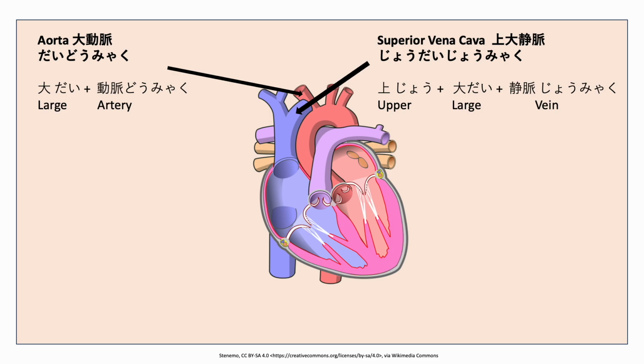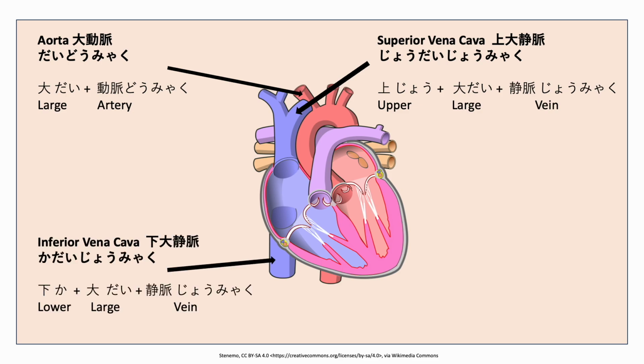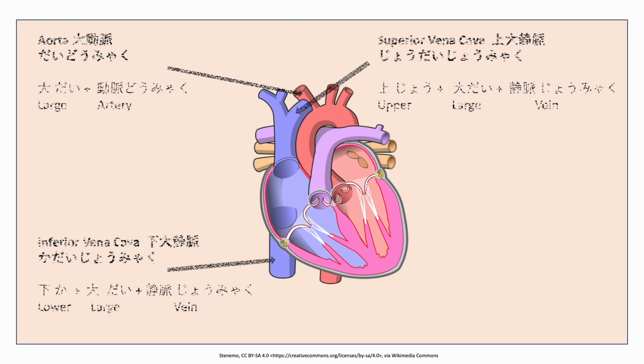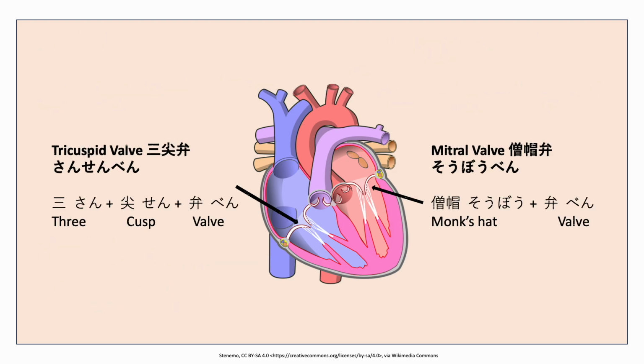The deoxygenated blood that returns to the heart from the lower parts of the body comes through the inferior vena cava, which is kadai jomyaku. Breaking it down, we first have ka for lower, followed by the kanji dai for large, then ending with the word jomyaku for vein, together making lower large vein or kadai jomyaku, which is the inferior vena cava. So remembering that the inferior vena cava is the large vein from the lower parts of the body will help you remember kadai jomyaku. So now we'll look at a couple of valves in the heart.